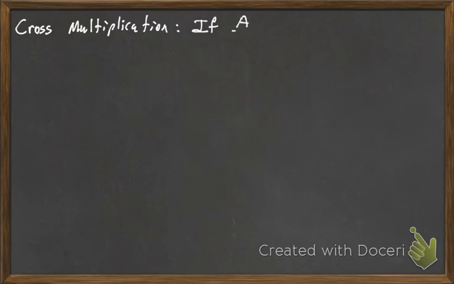What do we got left? We have a little bit of a shortcut for dealing with equations with fractions. We can do something called cross multiplication, provided that you have one fraction on each side. If you don't, then you cannot use cross multiplication. So if I have a over b equals c over d, then we can cross multiply and say AD is equal to BC.